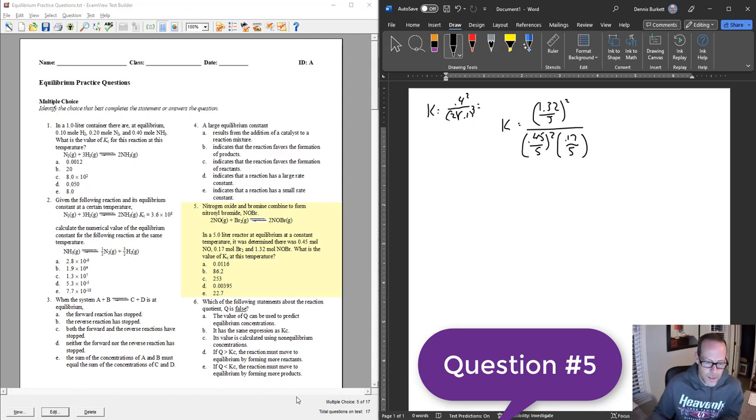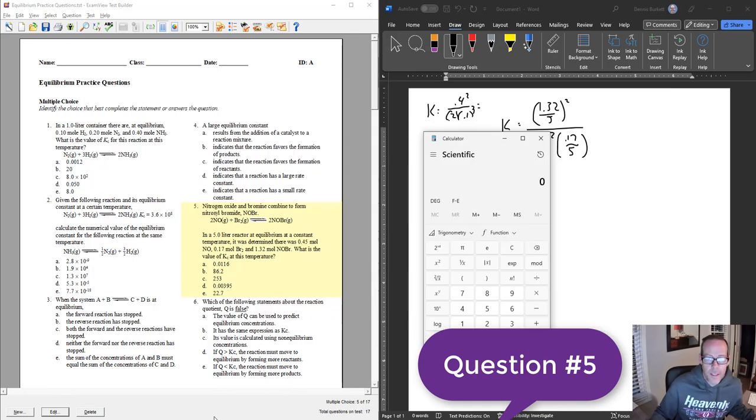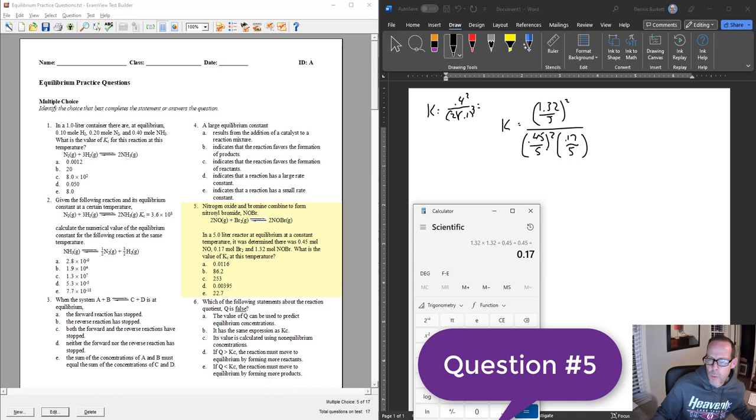All right, so I'll get my calculator out. So I'm going to have 1.32 times 1.32 divided by 0.45, divided by 0.45, divided by 0.17, and then my 5s in my denominators that are squared cancel. I've got a 5 in the denominator, so I'm going to end up multiplying by 5, so times 5. So 253, and I'm pretty sure 253 is the answer on 5.